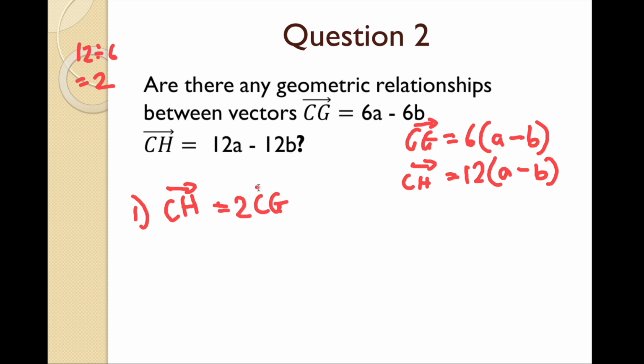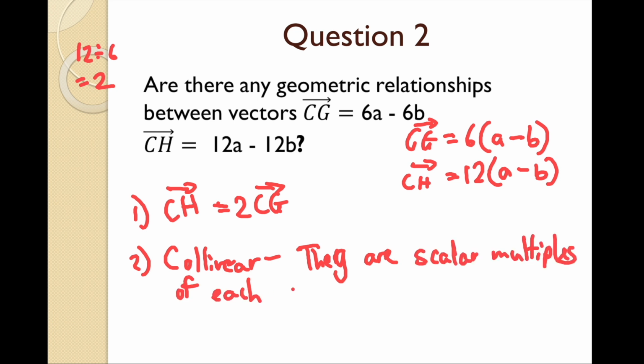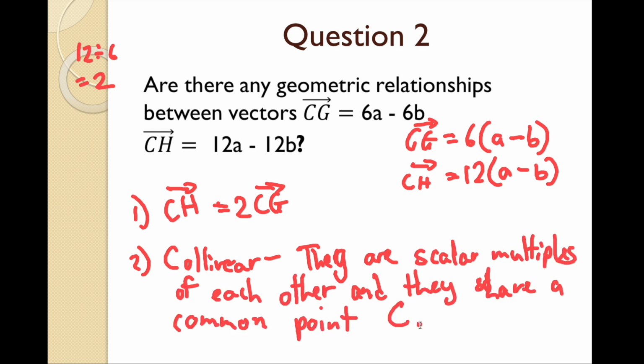How else can I say this? What's another way of me writing this or talking about this? CG is half of CH. So that's another way of looking at it. Good. So then the next part here, we could say that they're collinear. So they're collinear because they are scalar multiples of each other, right? Don't forget that part. And they share a common point. All right. So you could take this down.